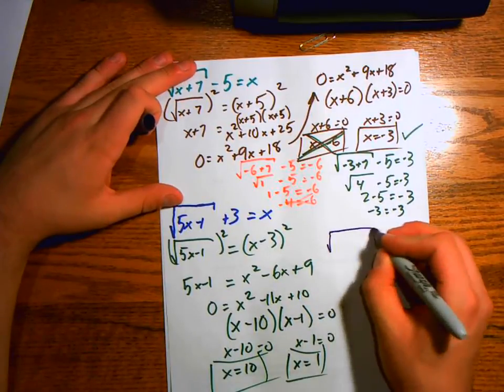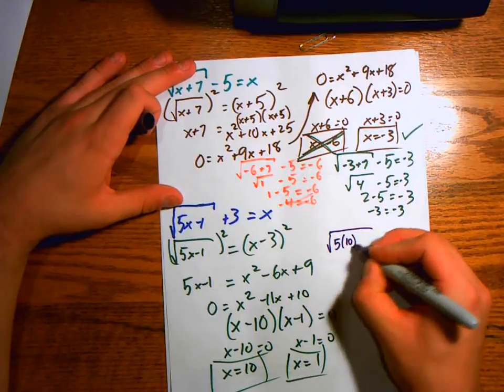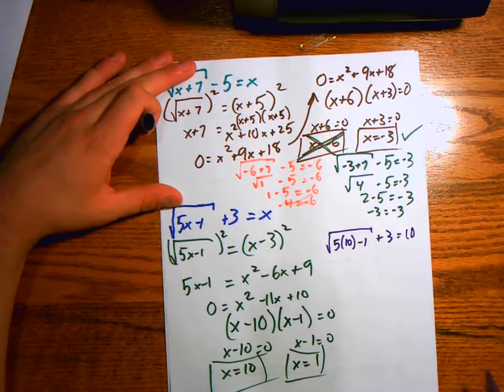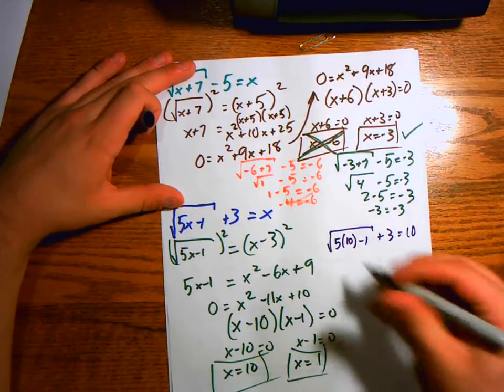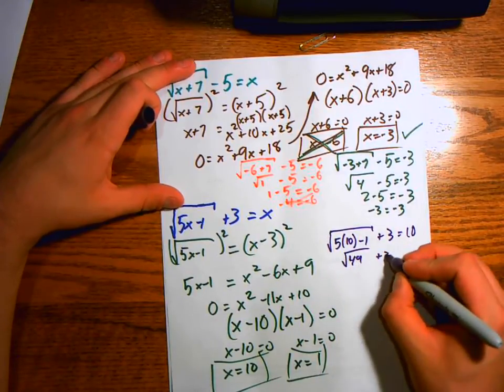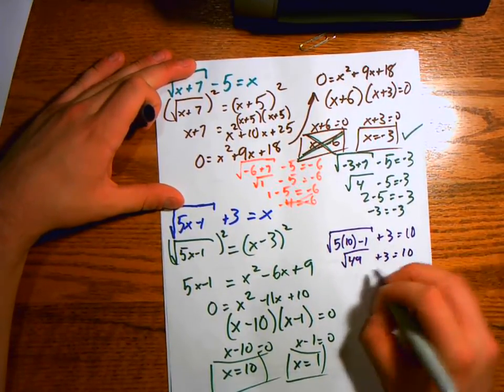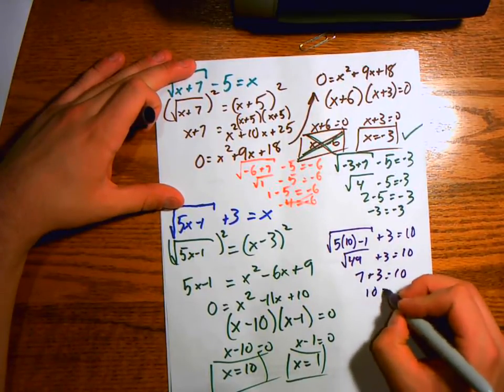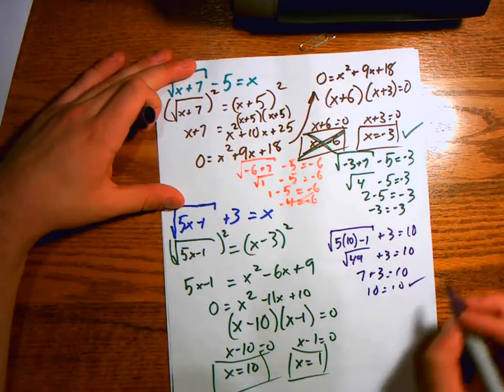So the square root of 5 times 10 minus 1, plus 3 equals 10. 5 times 10 is 50, minus 1 is 49. And the square root of 49 is 7. And this one works. 10 equals 10.